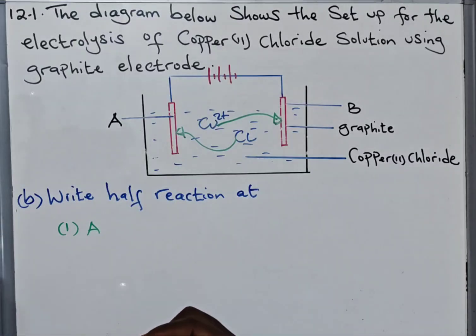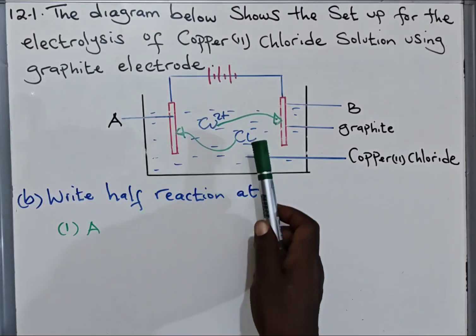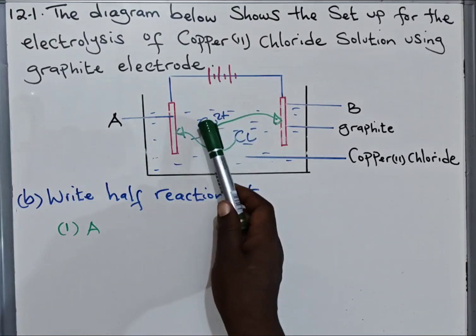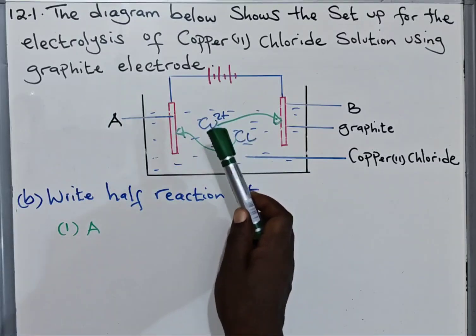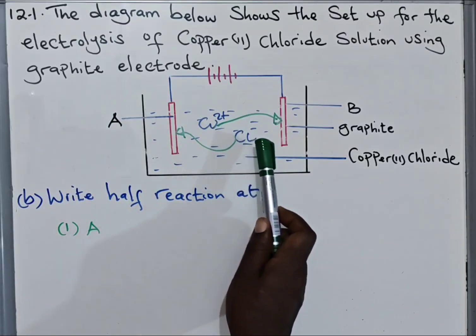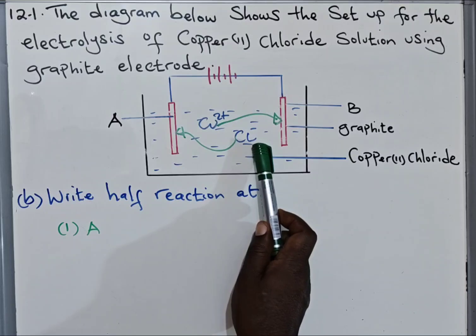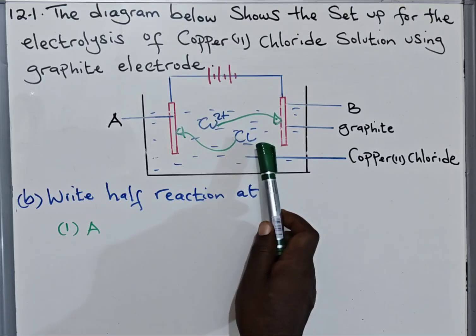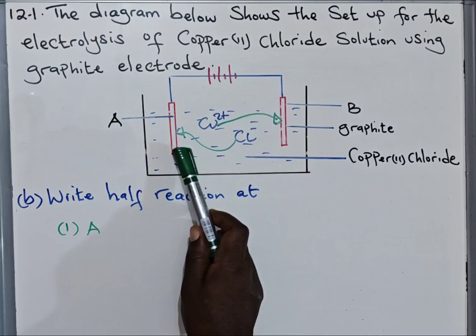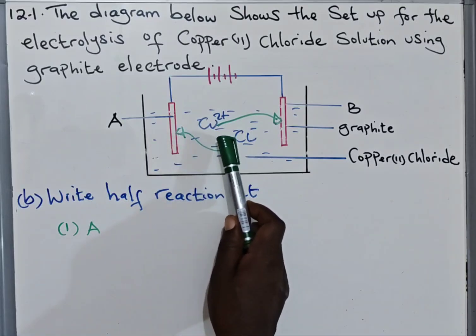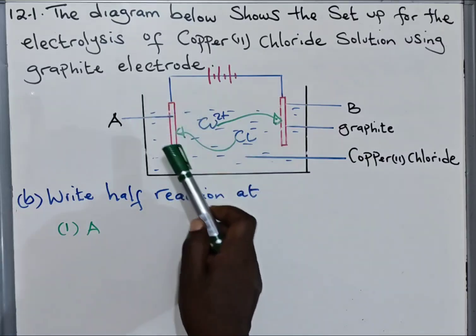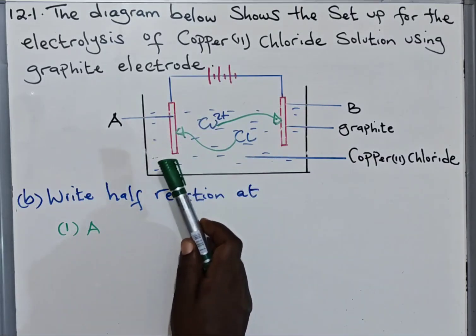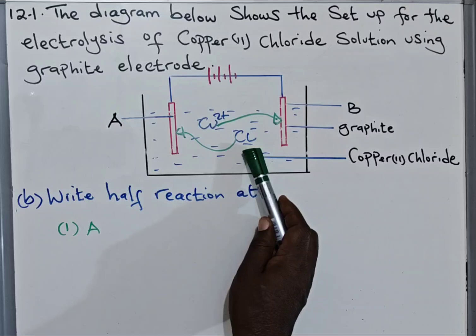And what reaction occurs at anode? It is oxidation. So this is what you have to know, that inside the electrolyte, we have two ions. We have copper 2+ ions and chloride ions. And according to the mechanism of conduction, the negative ions move to the positive electrode, and the positive ions move to the negative electrode. So for A, the ions which are coming to A are chloride ions.